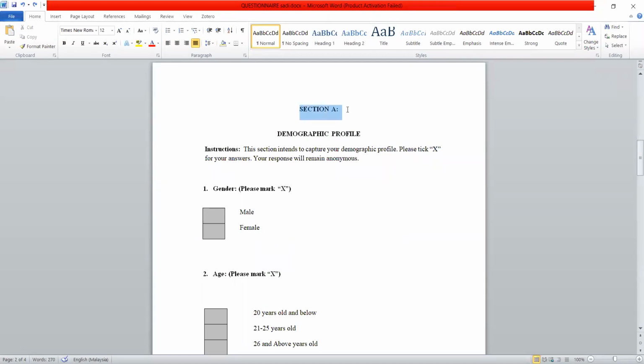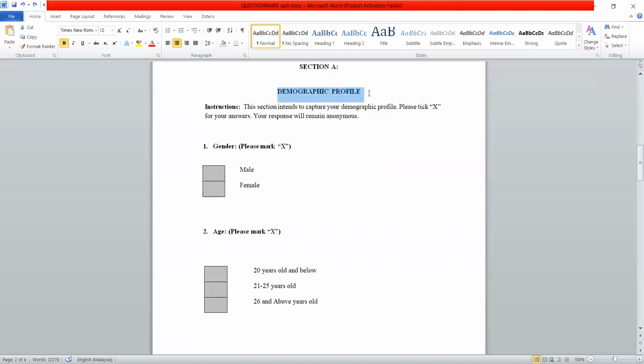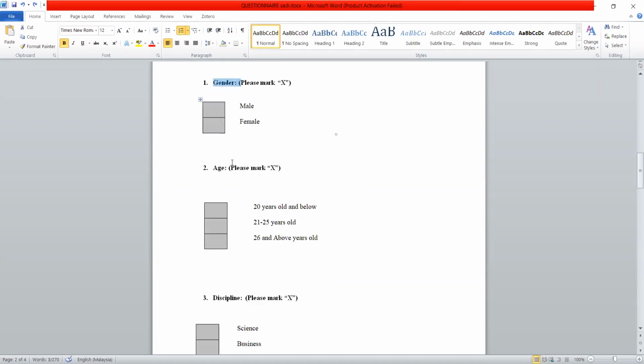Section 1 is the demographic profile. Demographic profile means your gender, whether the employee is male or female, then age: 20 years old and below, 21 years to 25 years old.